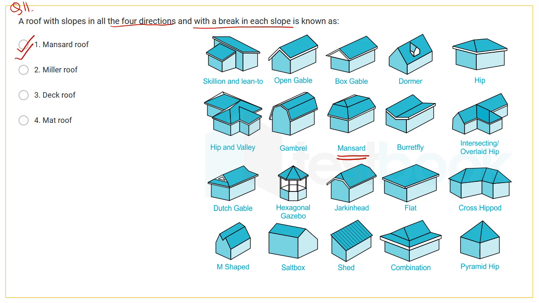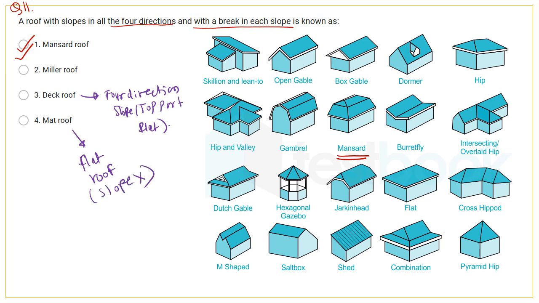Then what about the remaining roofs? Deck roof is that roof which is provided with a four direction slope, but here the top part is flat and the remaining part is with a four direction slope. The next is mat roof. Mat roof is nothing but a flat roof. Slope is not present here. Mansard roof is also known as French roof.